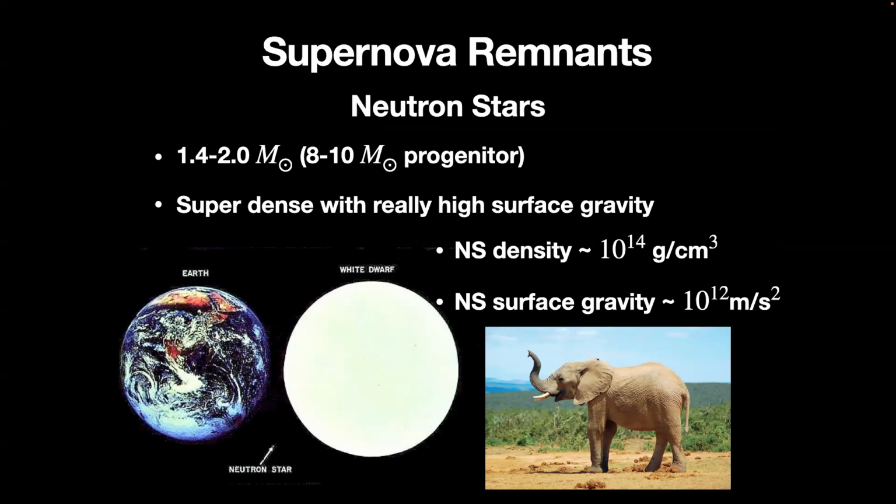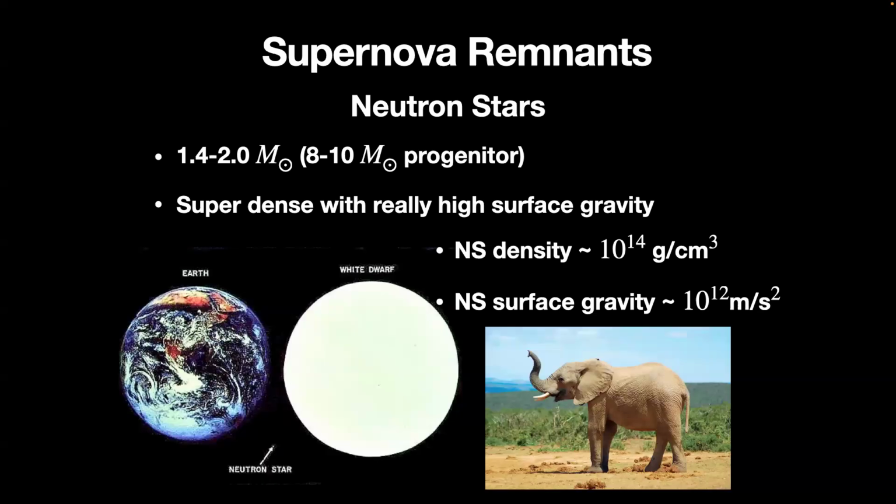Neutron stars are somewhere between 1.4 and 2 solar masses, which corresponds to like an 8 to 10 solar mass progenitor star, and possibly bigger than that, depending on the situation. These things are really small and extremely dense. If a white dwarf, illustrated here, is about the size of the Earth, the neutron star is about the size of a city. So a neutron star is down here, like this little pixel. But remember, it can be up to 2 solar masses crammed into this tiny little area.